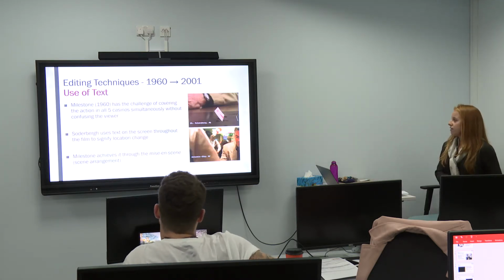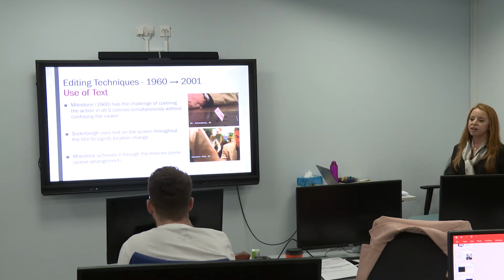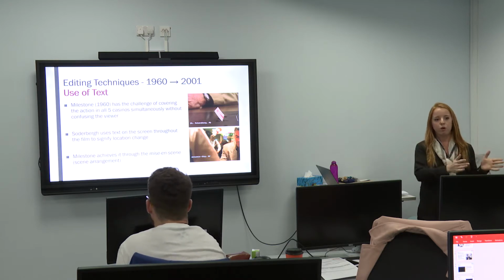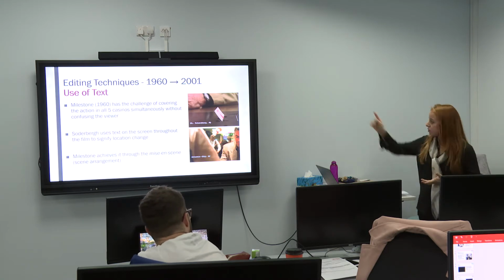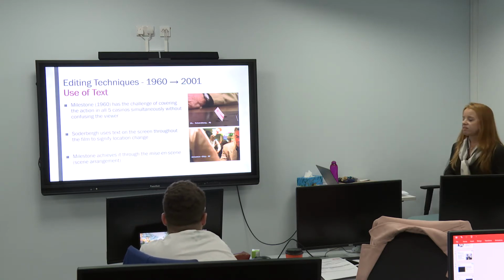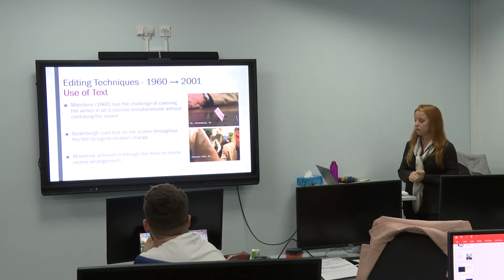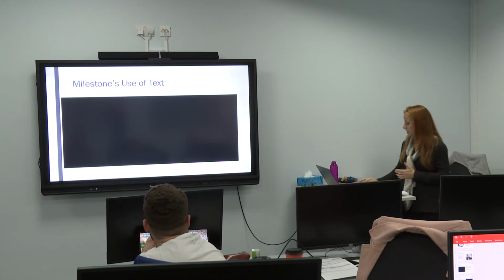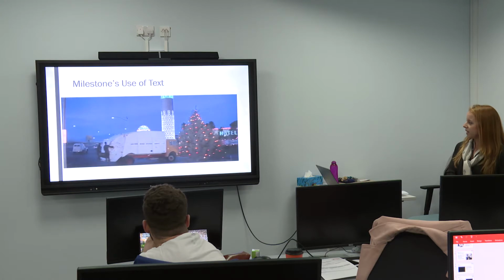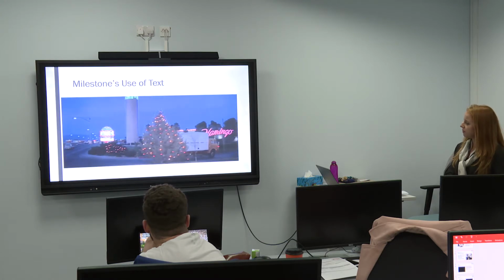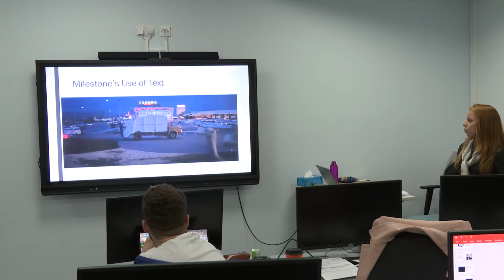And finally, one final technique they both use is the use of text. Milestone in 1960 has the challenge of trying to demonstrate all 5 con men in all 5 casinos simultaneously. While Soderbergh uses a lot of text on the screen, as we can see in the pictures, this is to signify location change. Milestone achieves it through the mise-en-scene, so the scene arrangement, as we can see in the next clip, how he's achieved it. So as the truck pulls into the casino, we've got the casino name, and then similarly he pulls into another casino with the casino name, and again, and he does this for all 5 of the casinos.